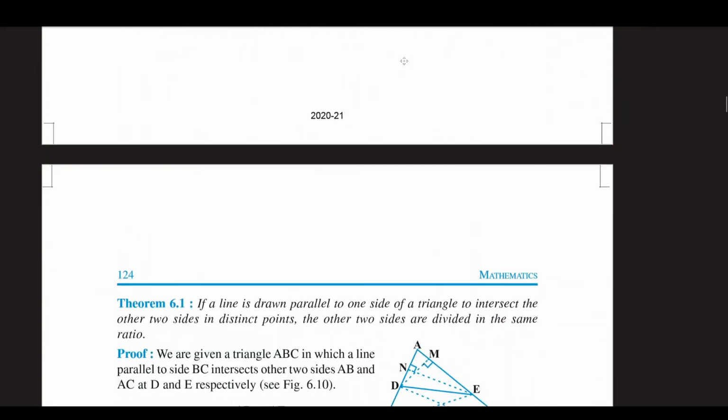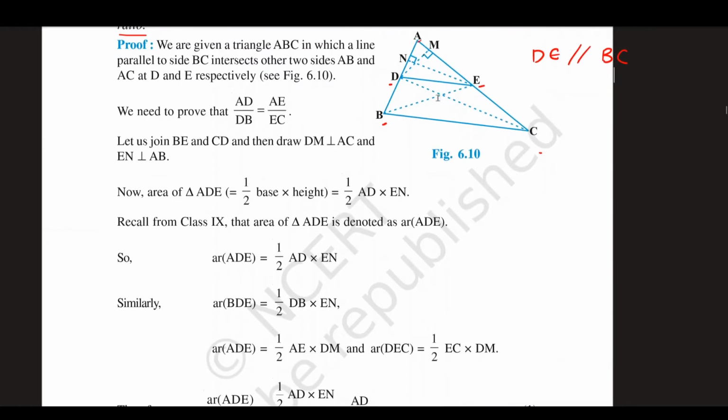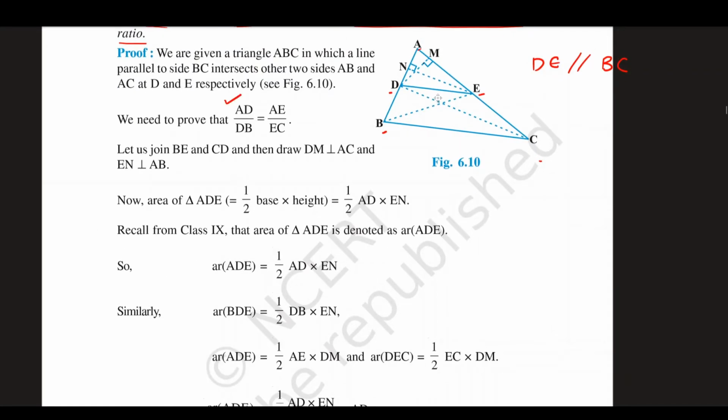Then we will start with this theorem. The statement is, if a line is drawn parallel to one side of a triangle to intersect the other two sides in distinct points, then the two sides are divided in the same ratio. So we have the triangle ABC, and we have made a parallel line DE to BC. So DE is parallel to BC. Now we need to prove that AD upon DB is equal to AE upon EC.